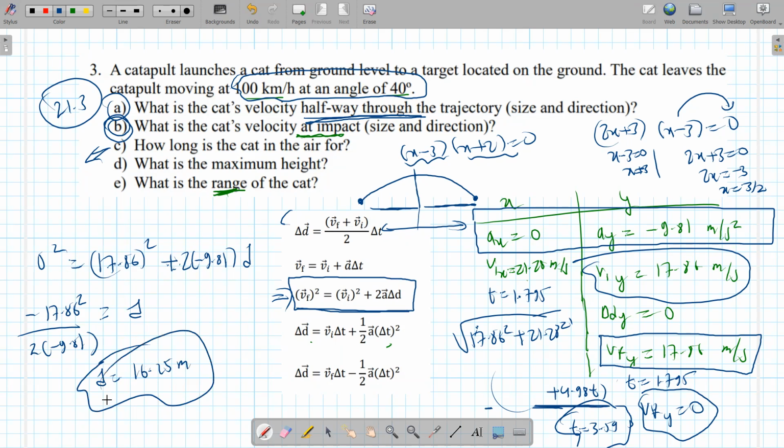Good. So when it says what's the range, we're supposed to solve how far she traveled, the horizontal distance. We need delta dx, the change in distance in the x direction. That's the range, the horizontal range, right? Yes. And that one's pretty easy.